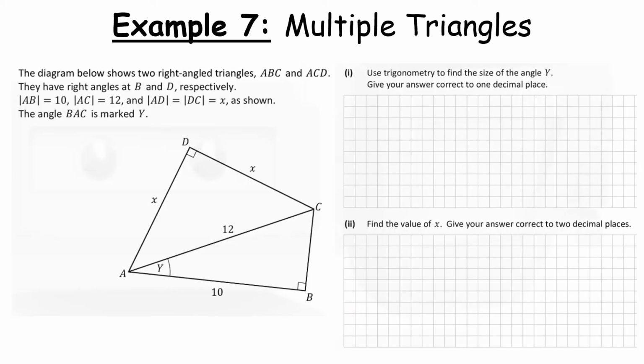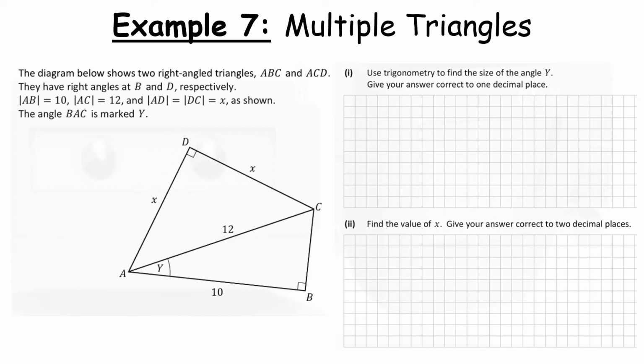Now let's look at an example that involves multiple triangles. The diagram below shows two right angle triangles, which are ABC and ACD. On the diagram, I notice that the right angles have been indicated. They have right angles in B and D respectively. The length of AB is 10, the length of AC is 12, AD and DC are both equal to x as shown, and the angle BAC is marked Y. The good news is everything they've told us is given on the diagram. It doesn't need us to add anything. Use trigonometry to find the angle Y and give your answer correct to 1 decimal place.